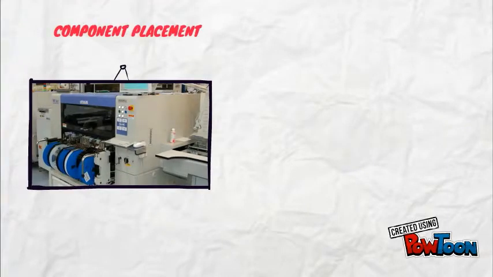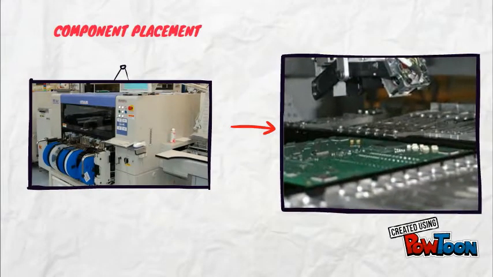Second, component placement. Using a machine to place the component with adhesive, programmed with specific X, Y, and Z coordinates. Therefore, a PCB footprint difference could misplace the component.